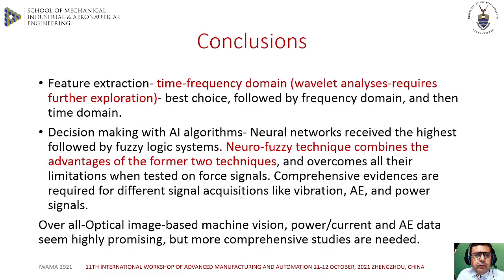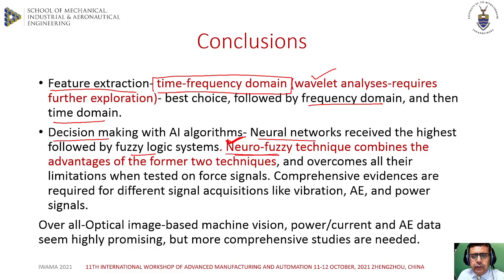When we talk about how to extract the features, then time frequency domain, wavelets, are the best choice, followed by frequency domain, and the last in this line is the time domain. Now coming to decision making, neural networks are extensively studied, followed by fuzzy logic, but neuro fuzzy offers more accurate results, and the drawbacks of both the neural network and fuzzy are taken care of when combined as neuro fuzzy systems.